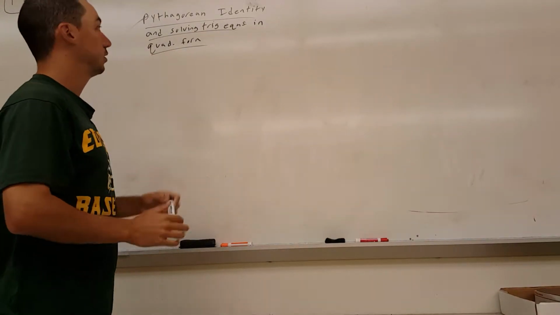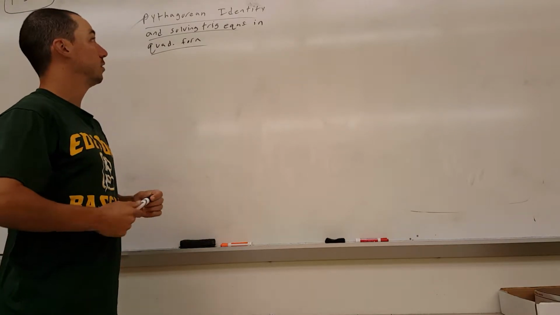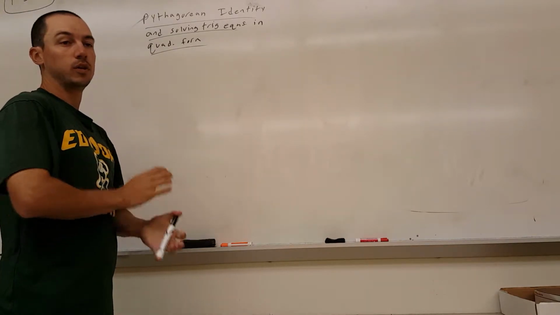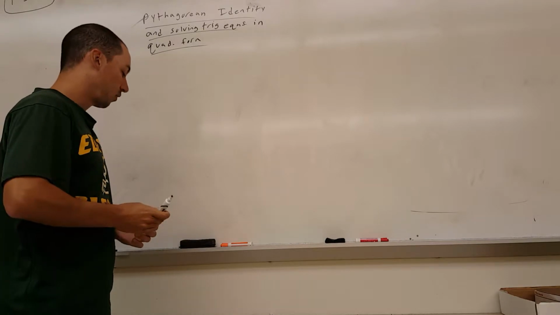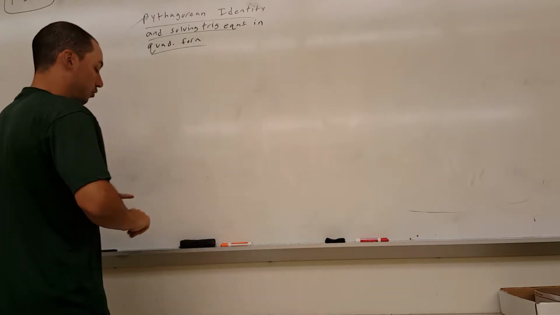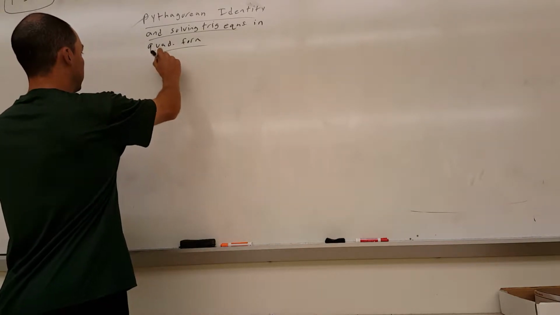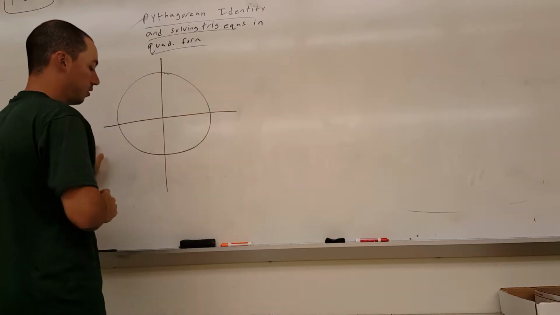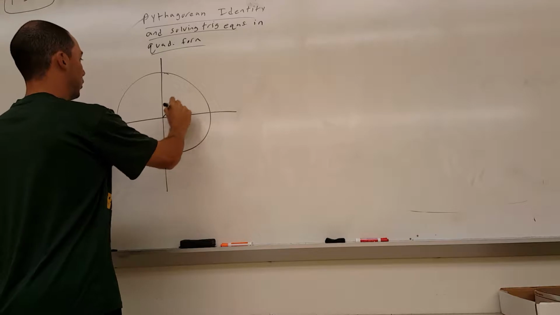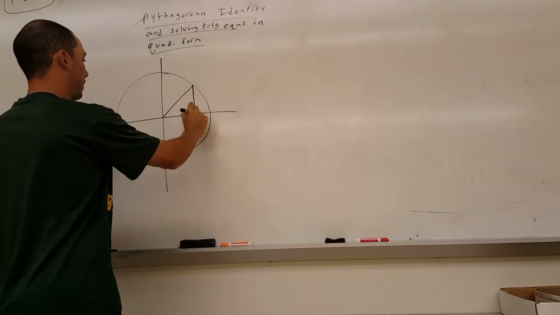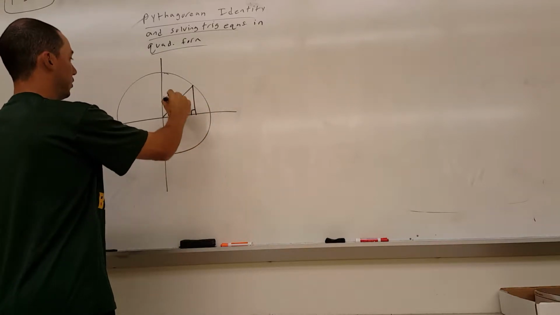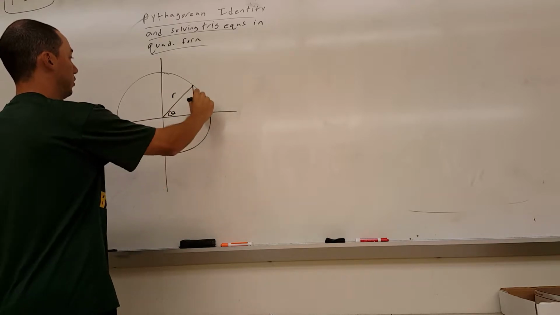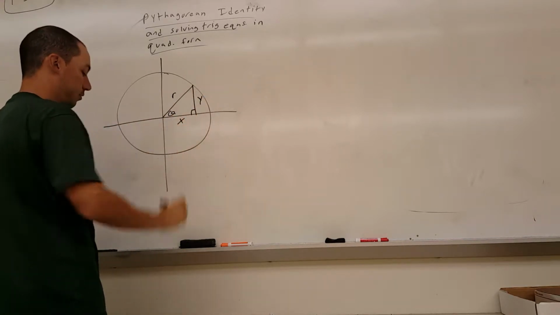Alright, the next lesson here is on Pythagorean identity, and we're going to be solving trig equations that are in quadratic form. So first, for our Pythagorean identity, start drawing our circle here. Okay. And draw our triangle in the first quadrant. Right triangle, here's theta, here's the r, y, and x.